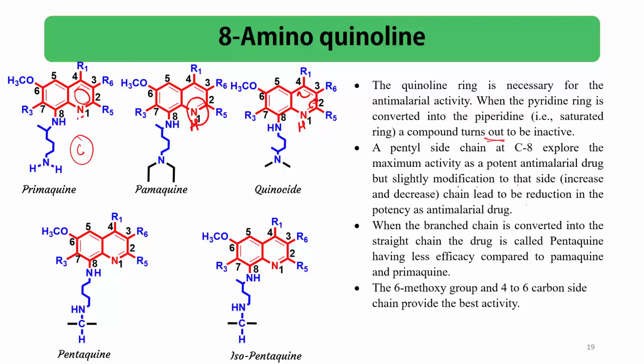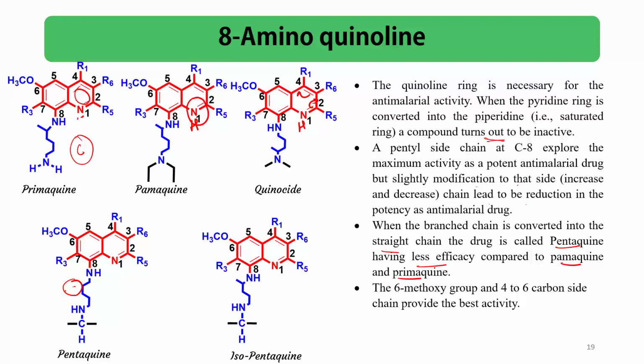When the branched chain is converted into a straight chain, the drug called pentaquine has a lower efficiency compared to pamaquine and primaquine. So what do we conclude from that step? Our side chain must have a branch. If we have a branched chain, the activity increases. If we have a non-branched chain, the activity decreases. If the terminal N has more and longer groups attached to it, it will slightly decrease the activity. So compared to pamaquine, primaquine has higher activity and is the top in the class.